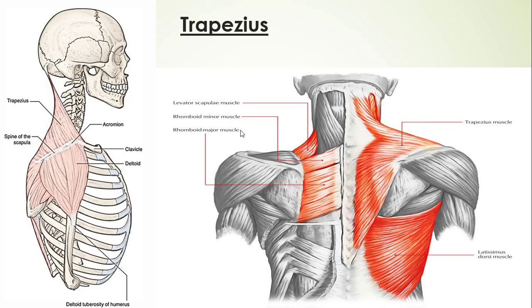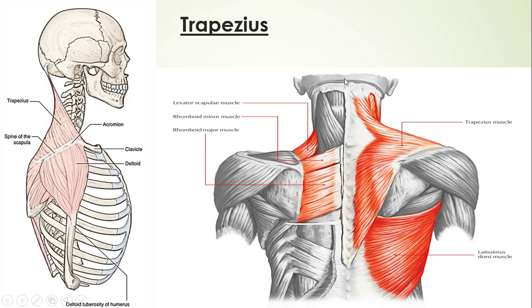Let's talk about the origin and insertion. The origin of the trapezius is the external occipital protuberance, superior nuchal line, nuchal ligament, and spinous processes of 7th cervical to thoracic 12.